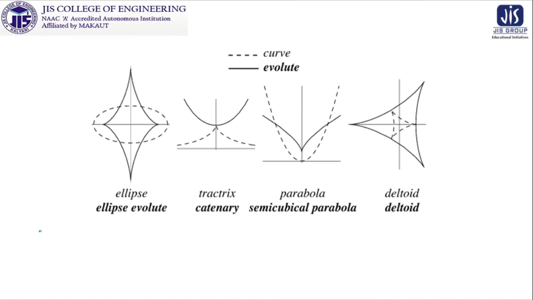So this is the information to you that if your curve is expressed in dotted lines, the evolute of this curve is given in the solid line. So ellipse is having ellipse evolute, tractrix is having catenary, parabola is having semi-cubical parabola, and deltoid is having deltoid.